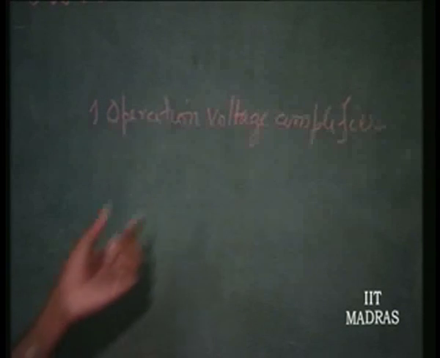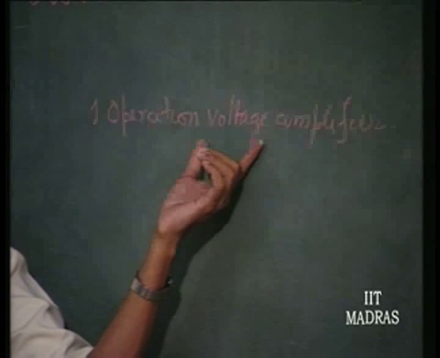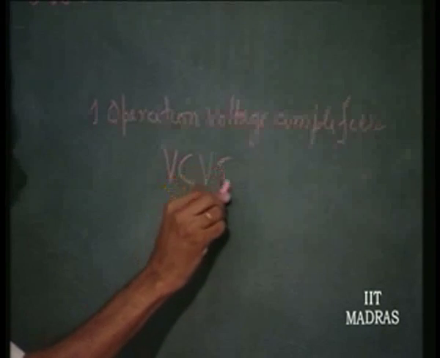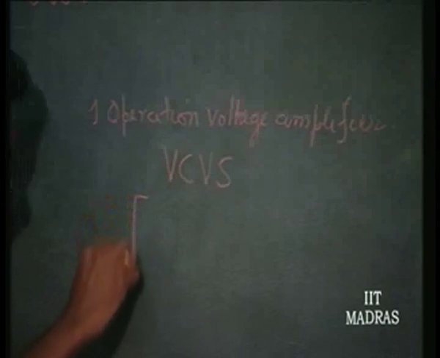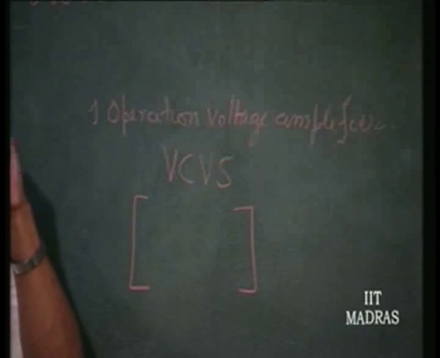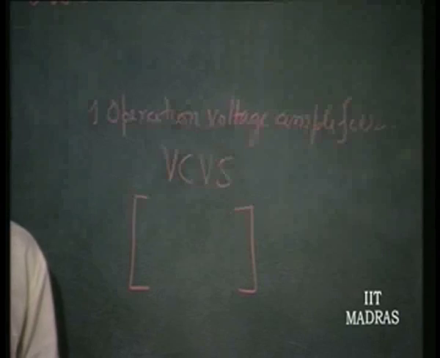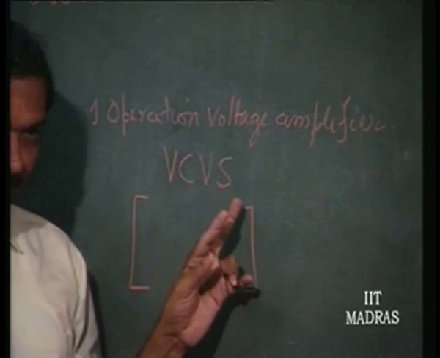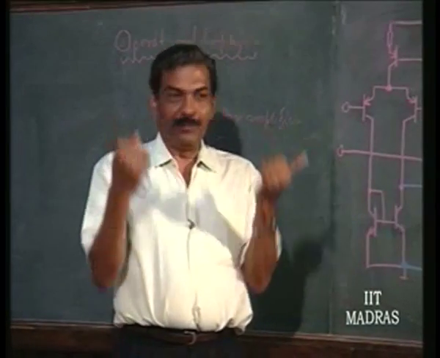Strictly speaking, if it is an ideal control source, what is it going to be called? It is going to be VCVS, voltage controlled voltage source, which can only be expressed by one parameter. I have told you earlier in your undergraduate days, one parameter, that is VCVS.